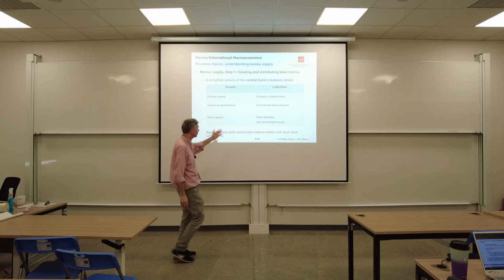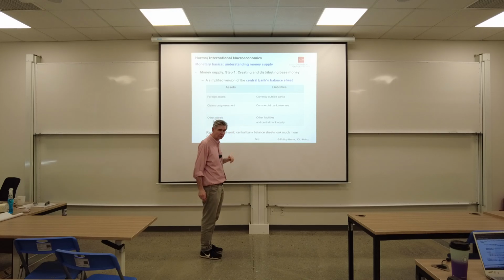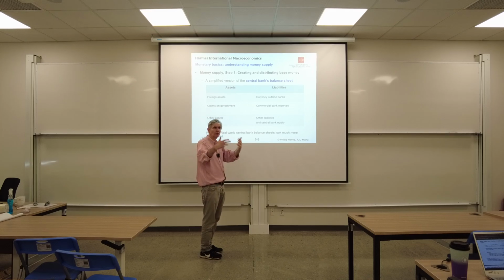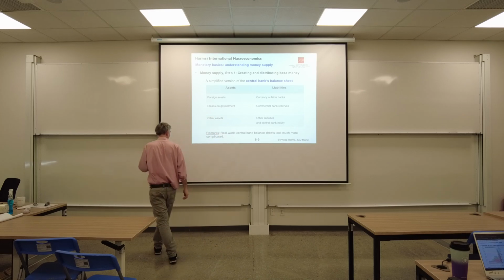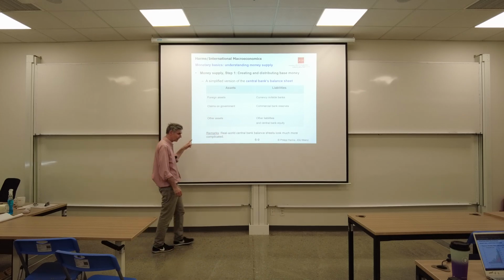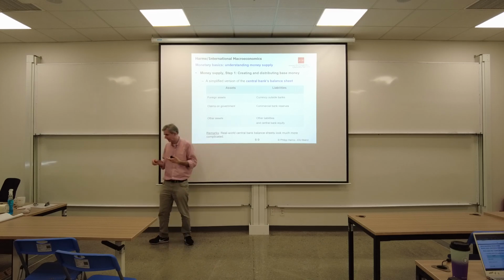On the right-hand side, we have currency outside banks, which is cash that you and I hold. Commercial bank reserves, which is including the cash held by commercial banks. So commercial banks have their accounts with the central bank. It's like a checking account for the commercial bank that the central bank administers, and then there's other liabilities and central bank equity. Now, if you take that to the data, then you will be surprised by how complicated real-world balance sheets look, but this is the stylized version.